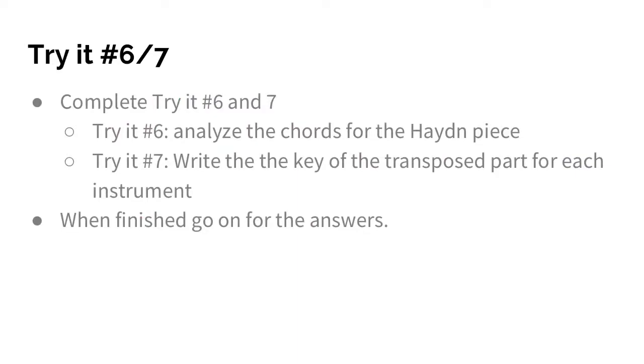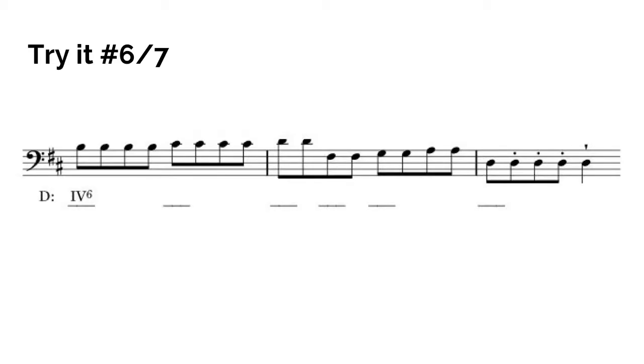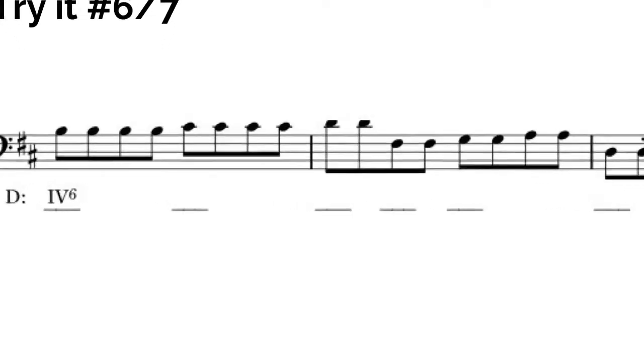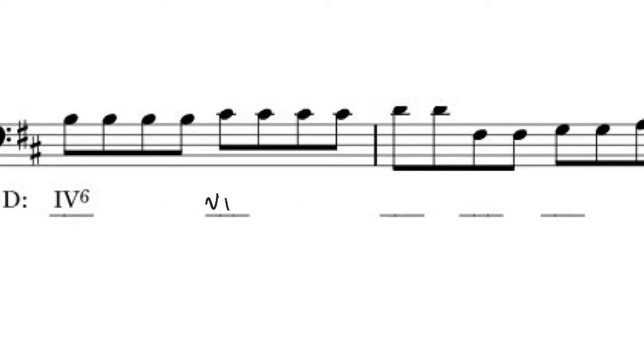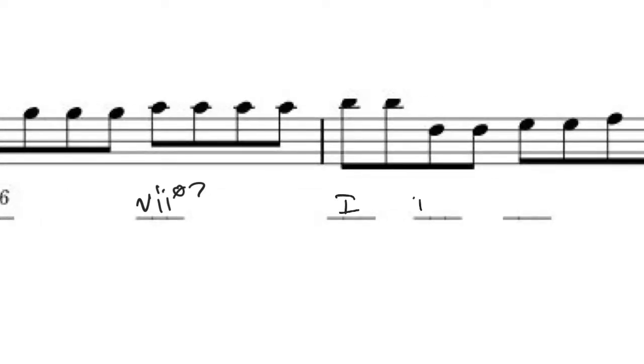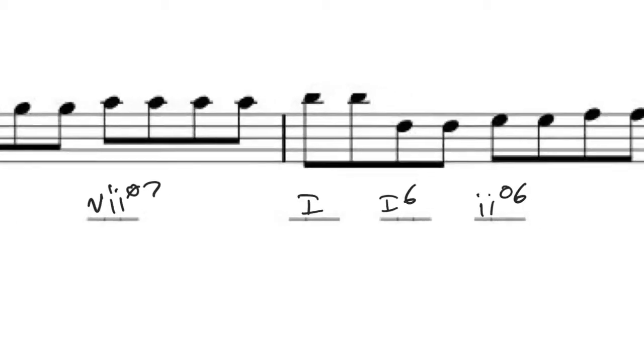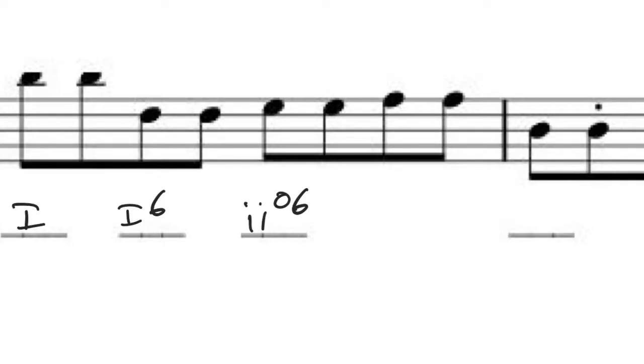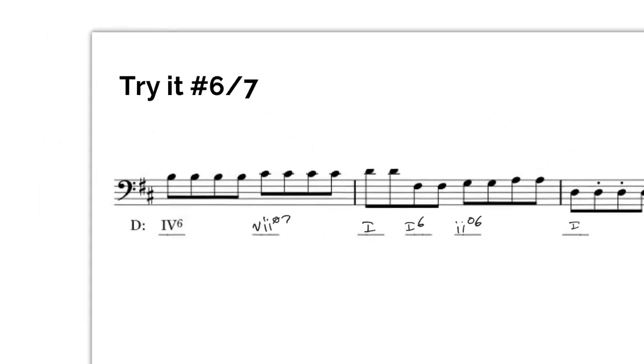Triad 6 and Triad 7, you're going to analyze the chords for the Haydn piece. Triad number 7, write the key of the transposed part for each instrument. So the correct answers for this one should have been 7, half diminished 7, 1, 1, 6, 2, fully diminished 6, and 1. So that's what you should have done for that.